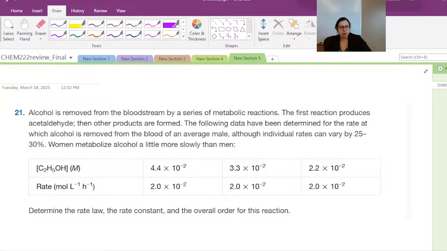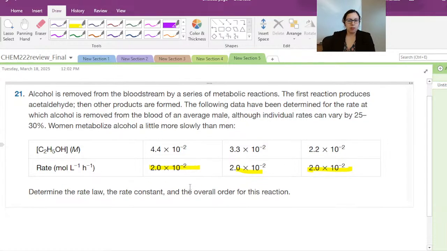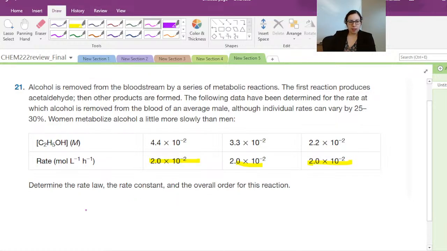So what do we notice about this problem? Yeah, Vaughn? The rate doesn't change. So the rate doesn't change, that's good. We're just looking at our data, right? It doesn't matter what our initial concentration is, the rate is always 2 times 10 to the negative 2. So what does that tell us about our rate law? It has to be 0 order. Excellent. So write 0 order.